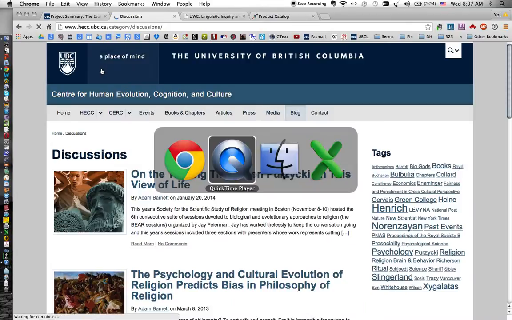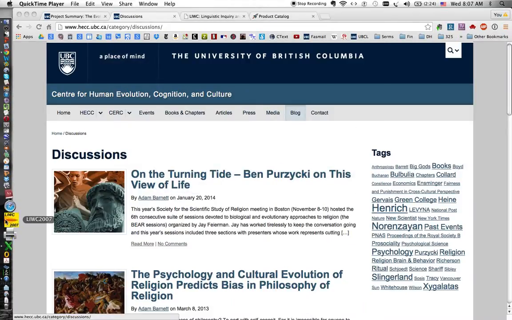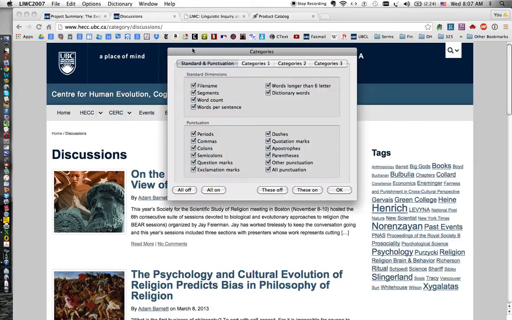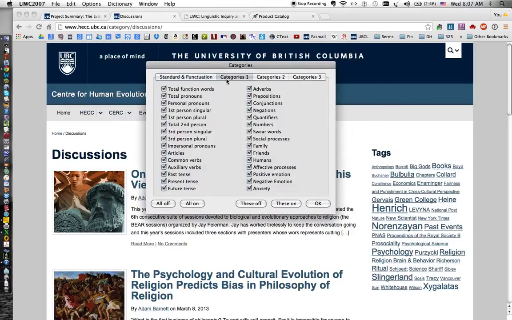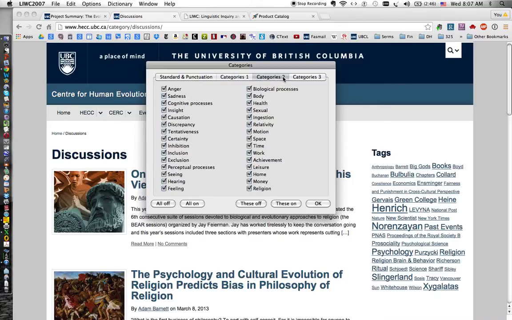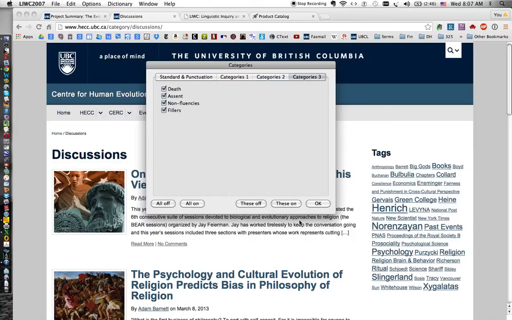So let's take a look at LIWC. The interface of the Linguistic Inquiry and Word Count 2007, which is the latest version, is very simple. Six menu items. Under Options, you can see the different word categories that LIWC will compile. Here we have punctuation, lots of content categories in number 1, along with some parts of speech. And 2 and 3 are also mostly content categories.